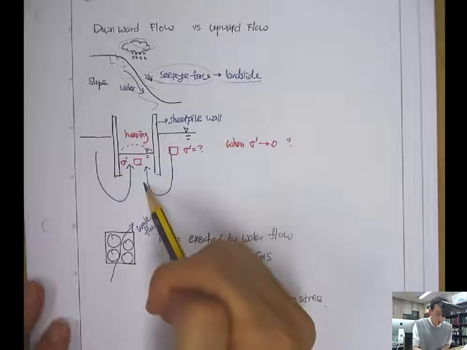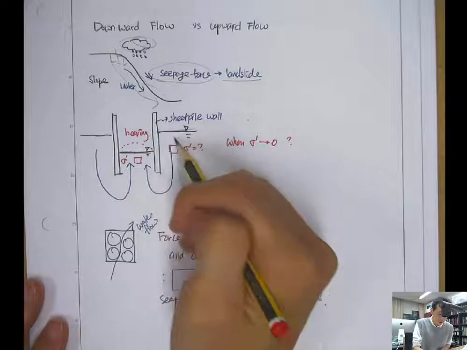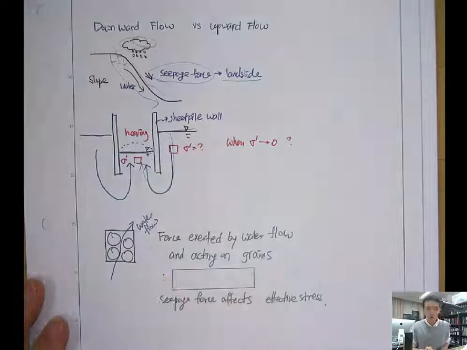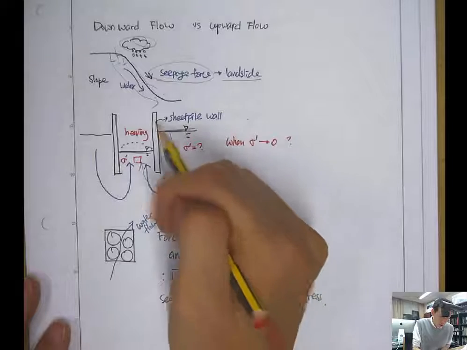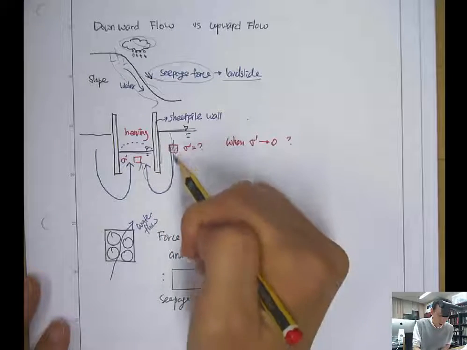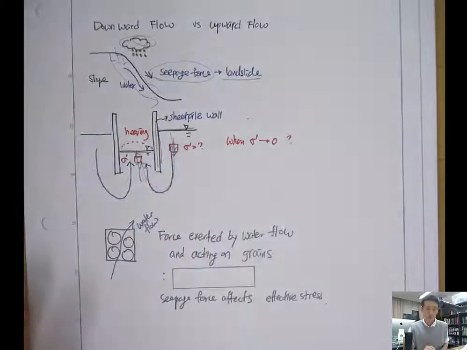What about the excavation site? When you excavate, the water will flow from outside to the inside of the excavation site. So outside this wall you have a downward water flow, and inside you have an upward water flow. How does the direction of the water flow affect the pore pressure and therefore the effective stress?